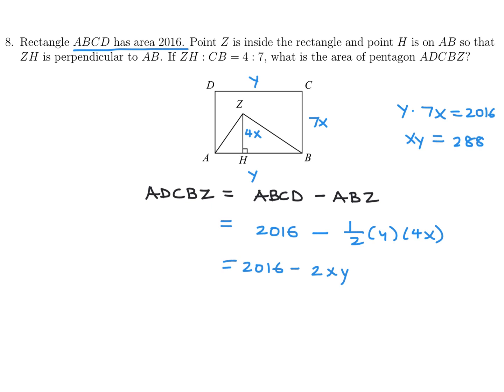So this is 2016 minus 2xy. And yeah, there you go. That's where that comes in. So it would be 2016 minus 2 times 288. And therefore that's 2016 minus, well, this whole thing, if you crunch it out in numbers, is 1440. And that's the answer.